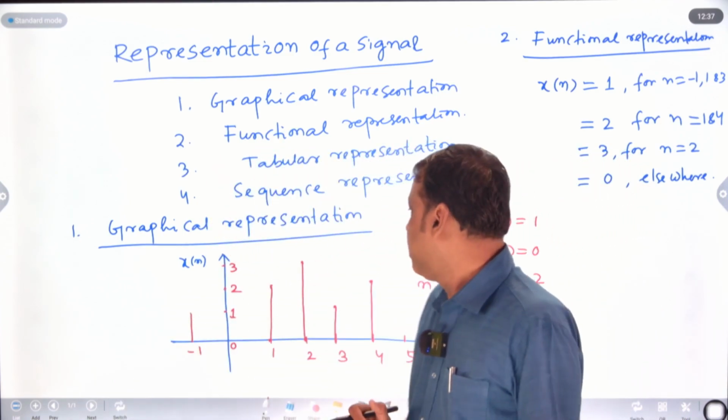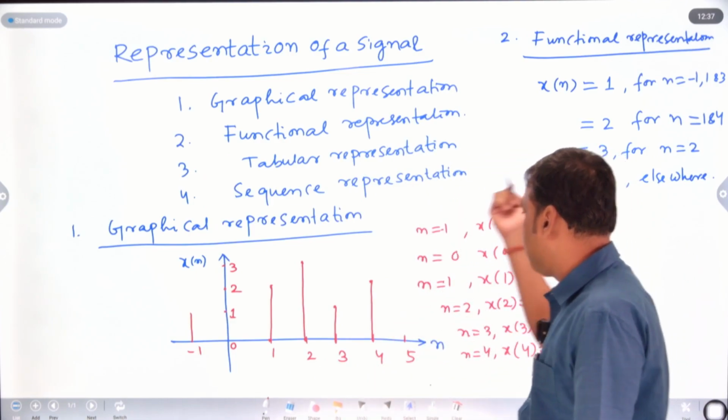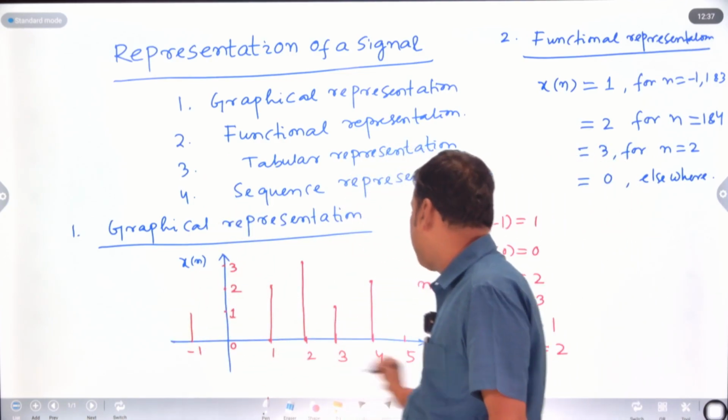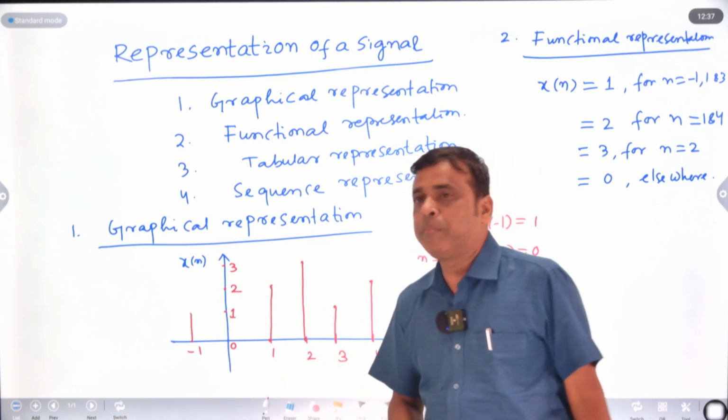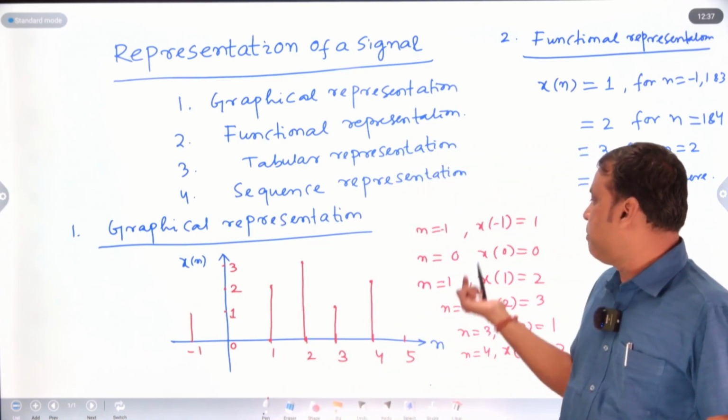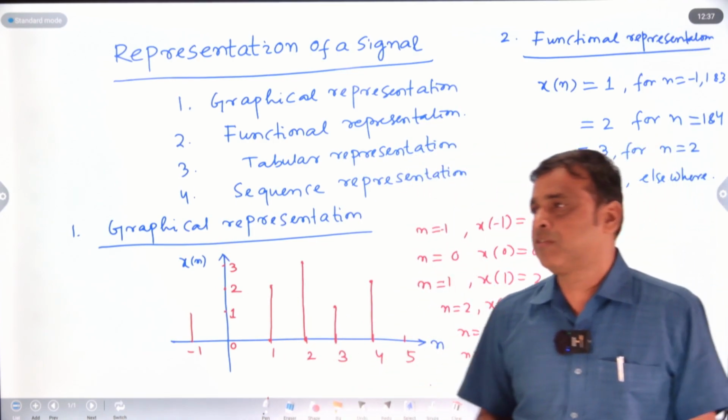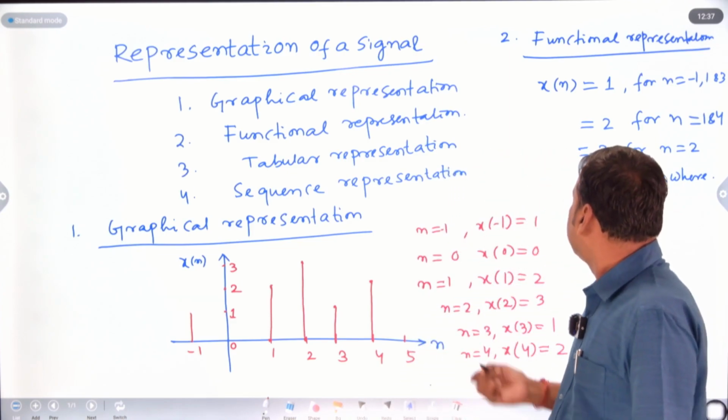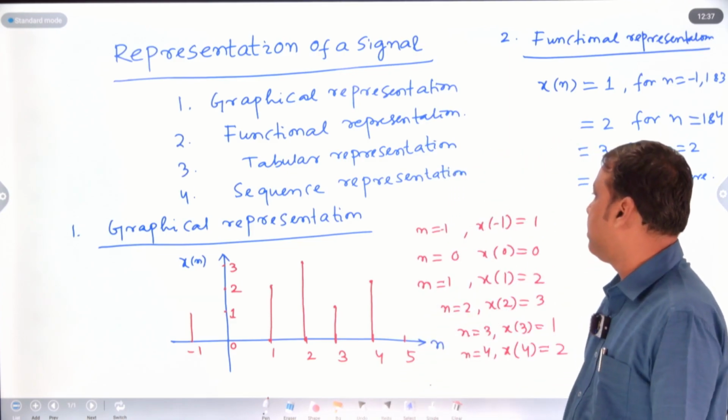Elsewhere means what? x of 5 equals 0, x of -2 is 0, x of -3 is 0. For any value of n except these, the value of x of n will be 0. So this is all about functional representation.